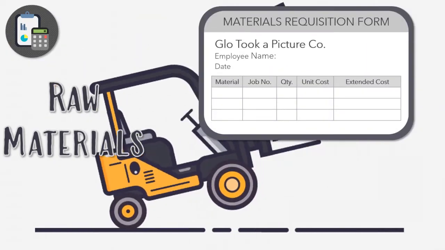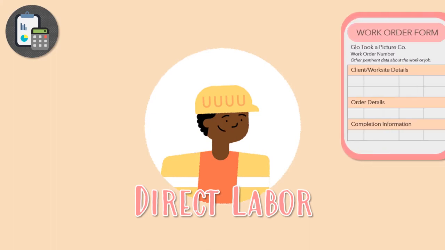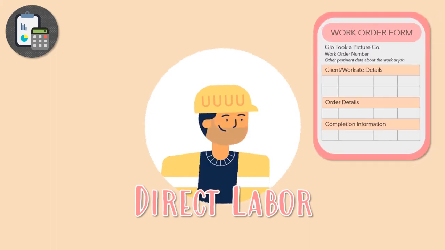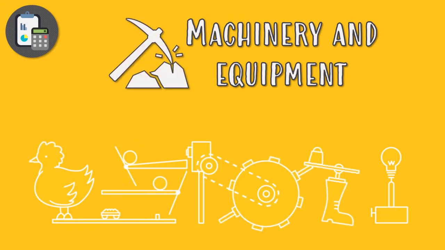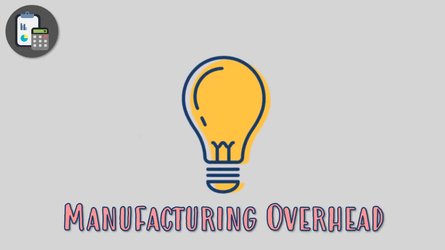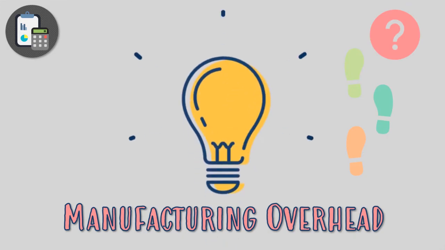First is raw materials usage, which is represented by materials requisition forms. Second is the direct labor cost, which originates from the job order document that consists of the amount of time invested by an employee on a specific job. Third is the machinery and equipment usage, which are often in conjunction with labor costs. Lastly is the manufacturing overhead costs, which are expenses that are untraceable to specific jobs.